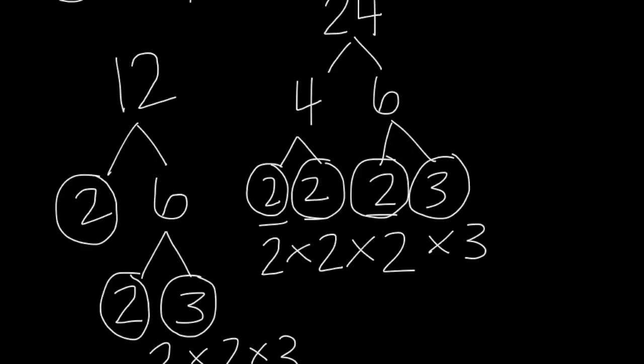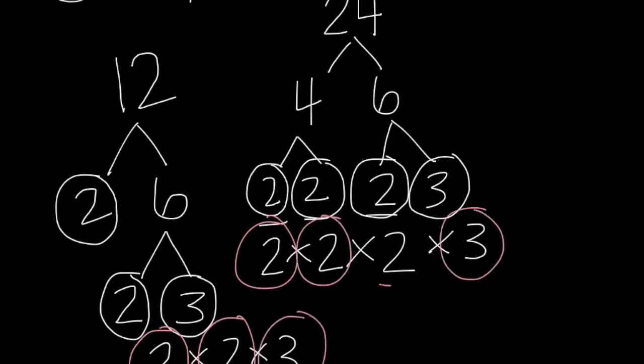Now that we have 12 and 24 broken down, we can use our broken down forms to find the greatest common factor. So first we're going to look and see what 12 and 24 broken down have in common. So I can see already that they both have a 2. They also both have another 2. And they have a 3. I'm not going to circle this 2 because 12 does not have that in common with 24.